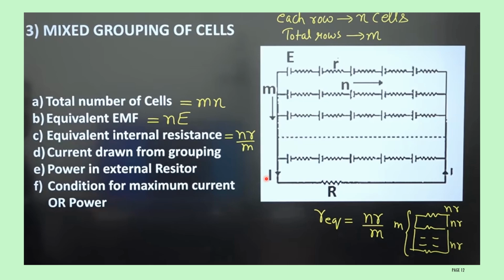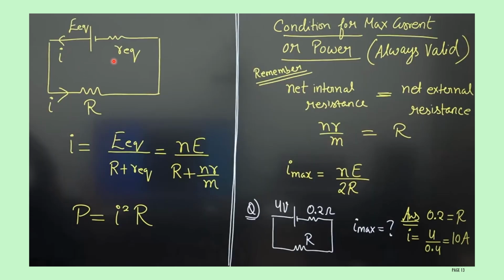Remaining these three I will explain in the next slide. Let us consider the simple circuit here. Then the current I is equal to the equivalent EMF divided by the external resistance R plus the equivalent internal resistance. It will be equal to nE divided by R plus nr divided by m.